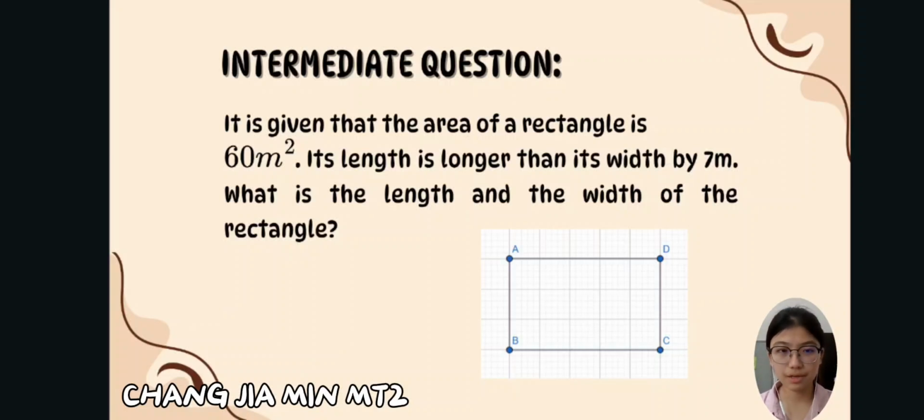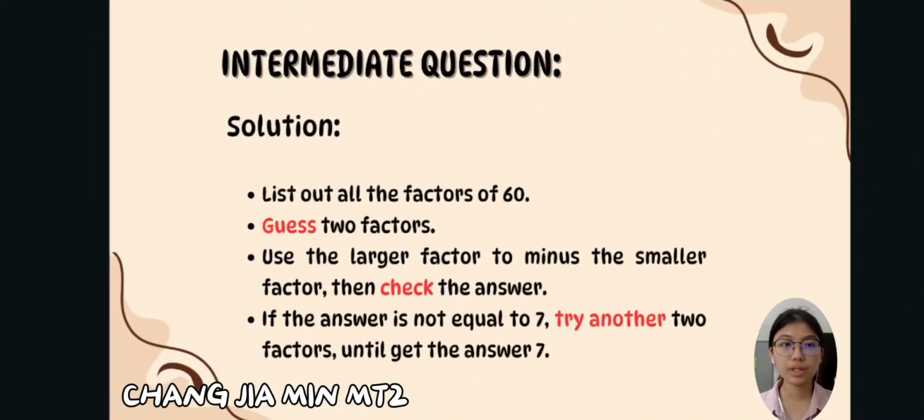In the question, we know that the length is longer than the width by 7 meters. So, the difference between length and width is also equal to 7. In this question, we can use the guess and check method to solve the problem. First, we need to list out all the factors of 60 because the area of the rectangle is 60. And then, we need to guess 2 factors.